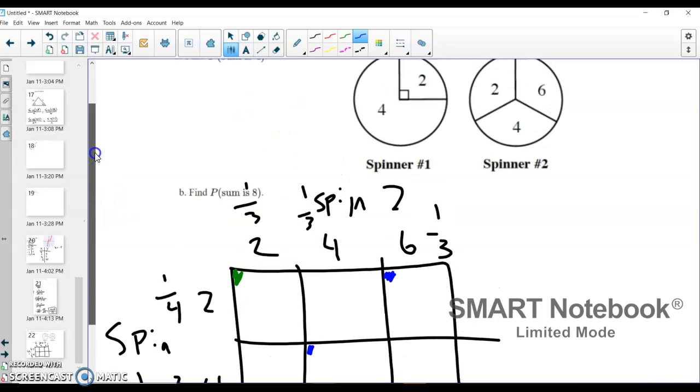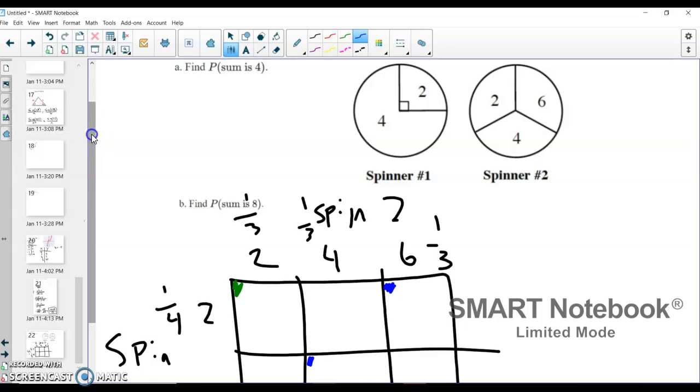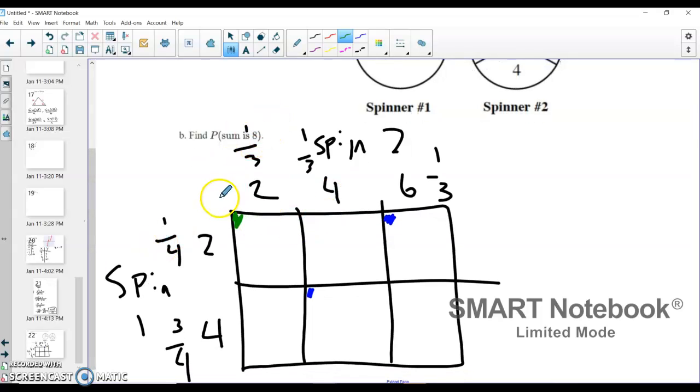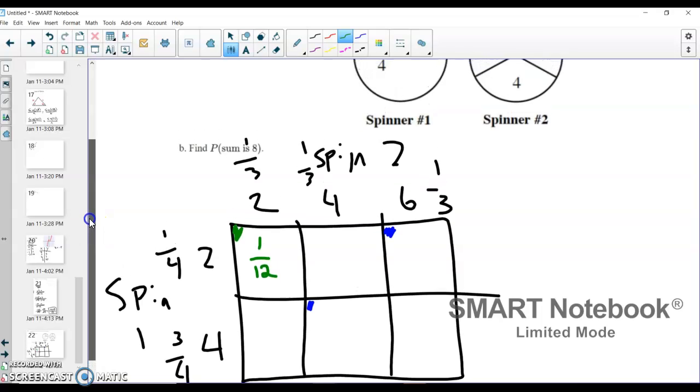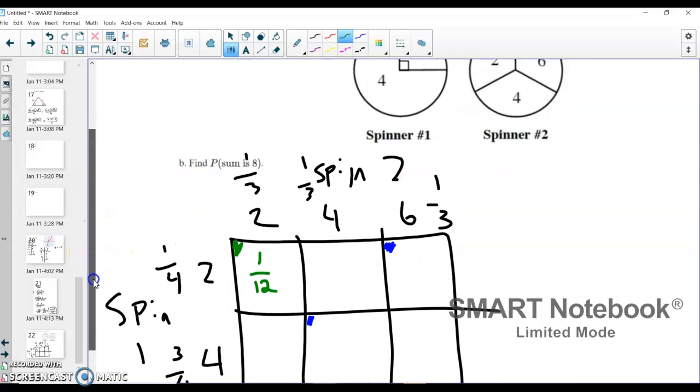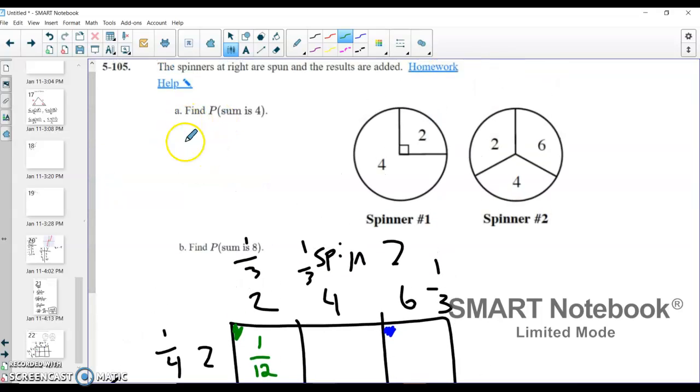So again, let's go back to green and focus on the sum of 4 because we're doing part A here. What is the probability that we get a 2 and a 2? Well, we've got to multiply our fractions to figure that out. So 1/4 times 1/3 would give me a 1 in 12 chance that I get the sum of 4. And since that is the only outcome that works to get a sum of 4, that is my total probability. So the answer to part A is 1/12.